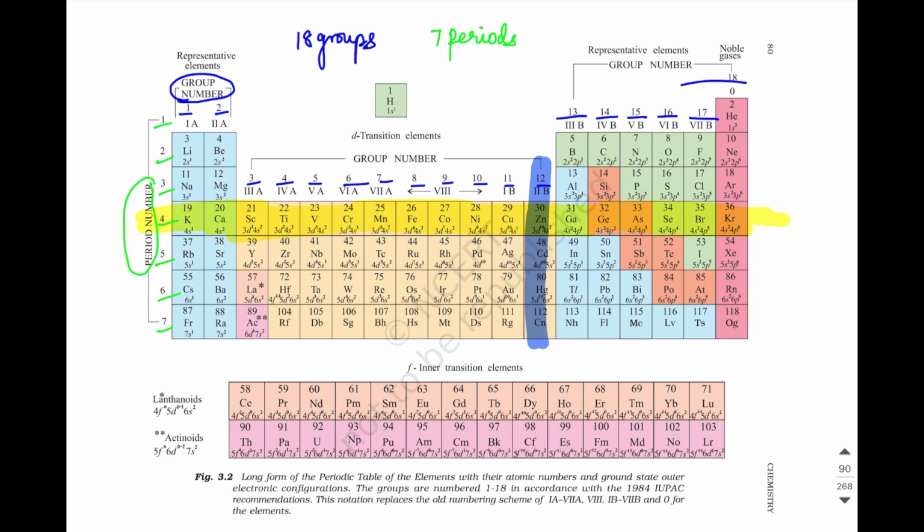Now, just look at group number 12, which I have highlighted using a blue color highlighter. You can see the vertical column, that straight line, all the elements in the straight line belong to group 12. So like this, you can define for each group.